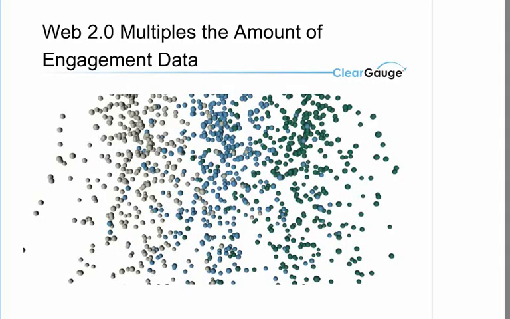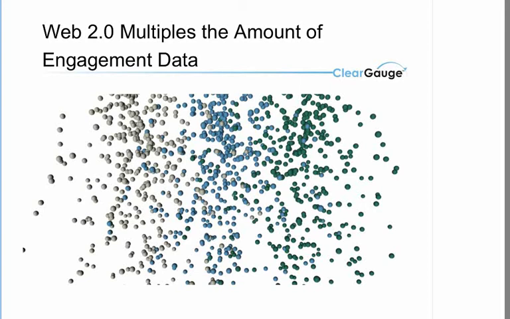Another thing I want to mention that I think everybody is aware of is Web 2.0. Web 2.0 is techniques that people use to engage visitors more deeply and at more of a peer-to-peer level. As you implement more Web 2.0 functionality on your websites, you're going to multiply the amount of engagement data.